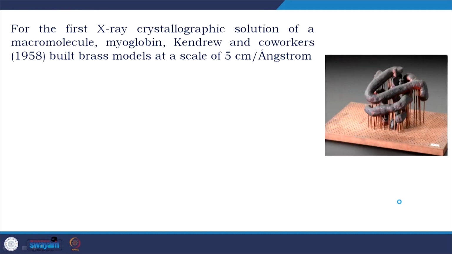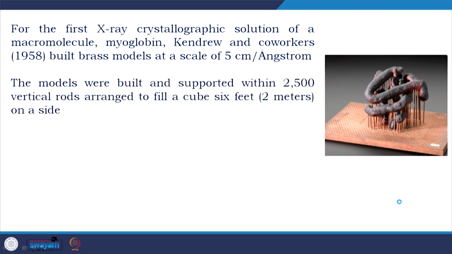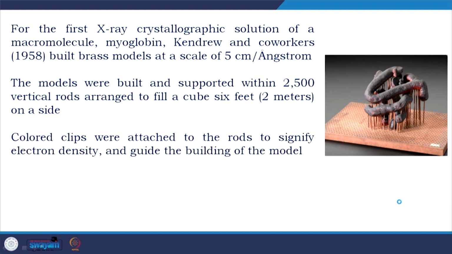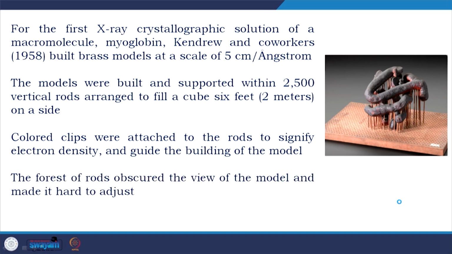For the first X-ray crystallographic solution of a macromolecule, we all know myoglobin, Kendrew and co-workers built a brass model at a scale of 5 centimeter per angstrom. This is the brass model. The models were built and supported within 2500 vertical rods arranged to fill a cube 6 feet, that means 2 meter, on a side. The colored clips were attached to the rods to signify electron density and guide the building of the model. The forest of rods obscured the view of the model and made it hard to adjust.